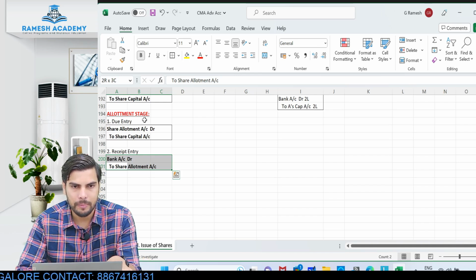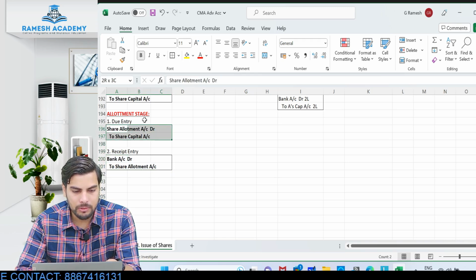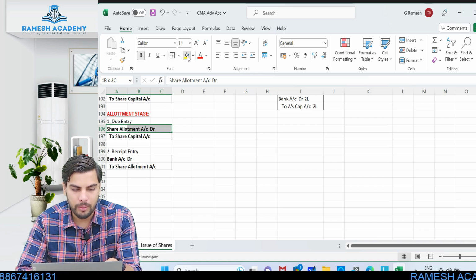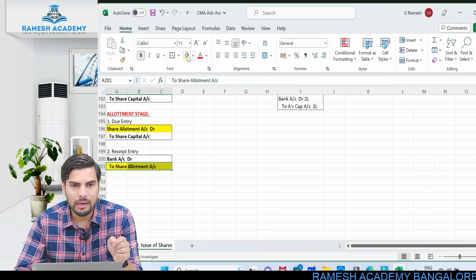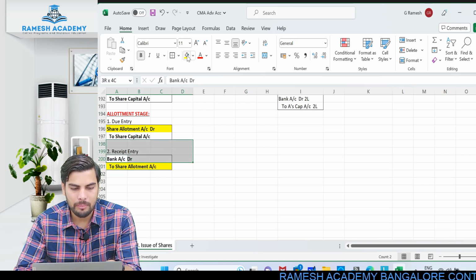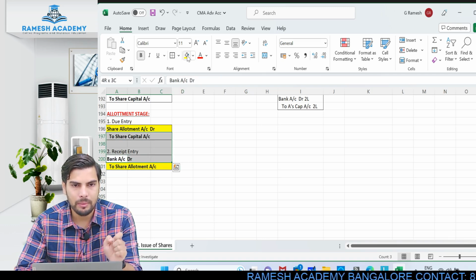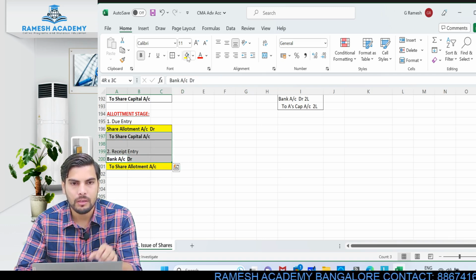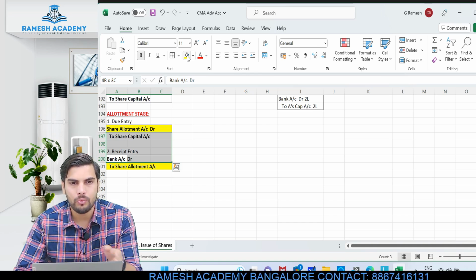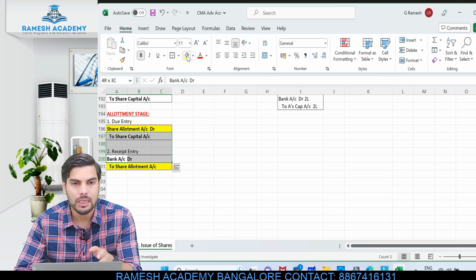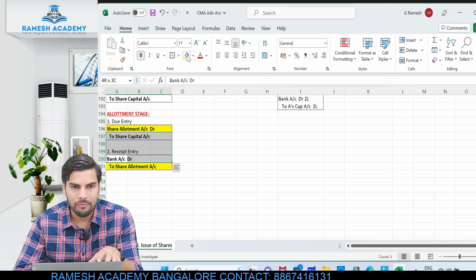As simple as that. If you observe carefully, this is an intermediary account: share allotment account debit over here and share allotment account credit over here. Even this will get nullified. Ultimately, the ultimate entry would still be the same: bank account debit to share capital. The ultimate entry is not going to change. Clear? Remember, I told you all these intermediary ledgers, whether it is share application account, share allotment account, or share first and final call account, will get nullified.